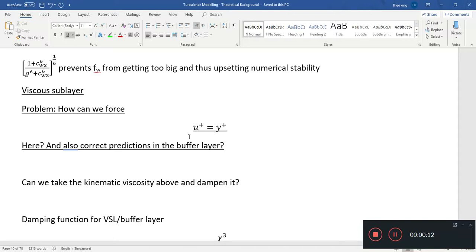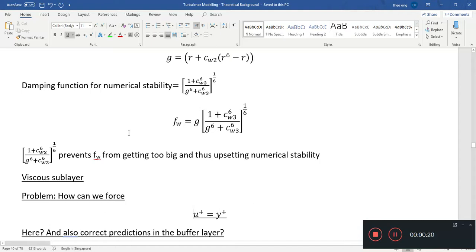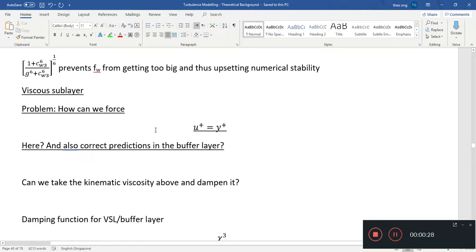So in this video we're going to continue our discussion. Last video we were talking about the functions in the log wall region. It seemed to work well as long as you have a correct wall function for the viscous sublayer. So in this video we want to ask, how do we deal with the viscous sublayer, and how can we force this sort of velocity profile and the correct turbulence viscosity profile in the viscous sublayer? And after that we also want to deal with the buffer layer.